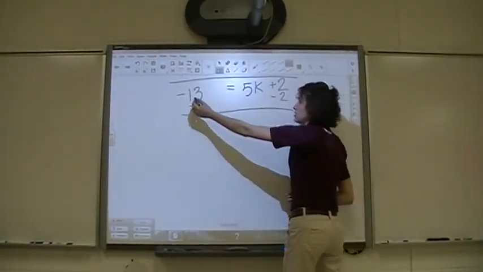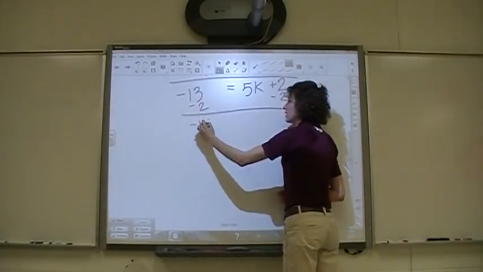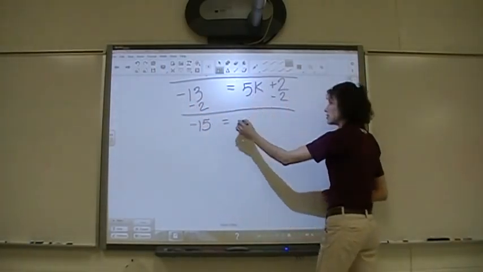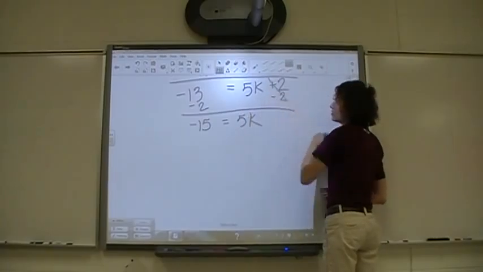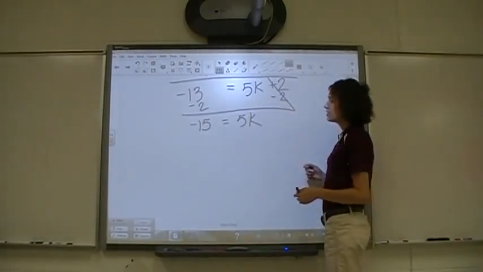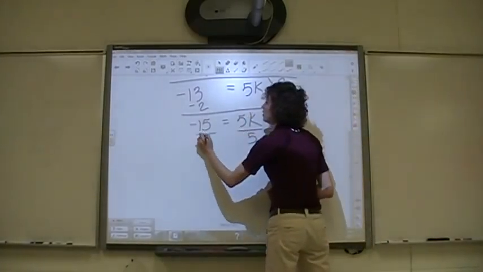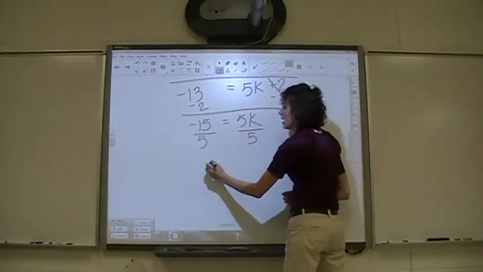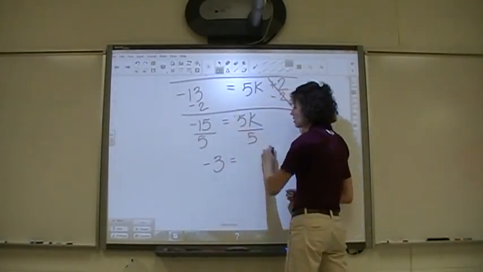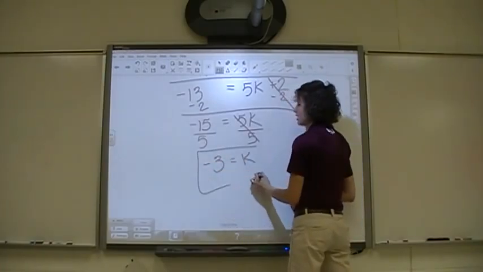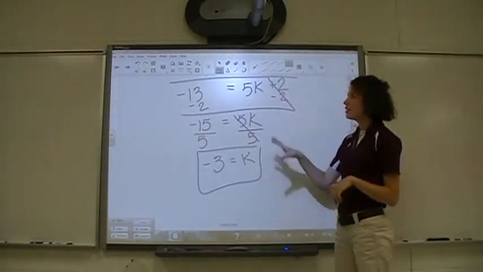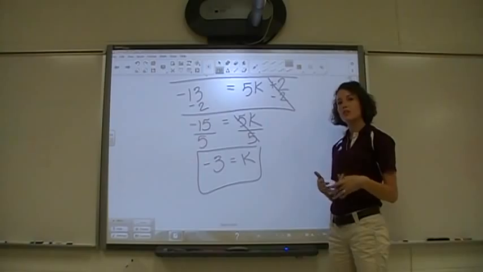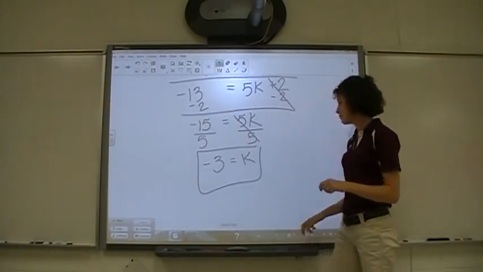So that's going to give us negative 13 minus 2 gives me negative 15. Drop down your equal sign and your 5k, and these 2's cancel. Then finally, just divide by 5. Negative 15 divided by 5 gives me a negative 3, which equals k, which is my final answer. Now the only thing with this is make sure you combine your like terms and don't drop those negative signs.